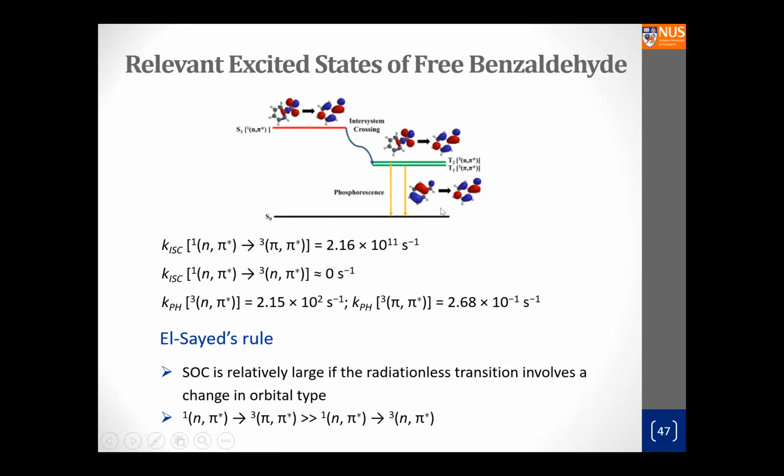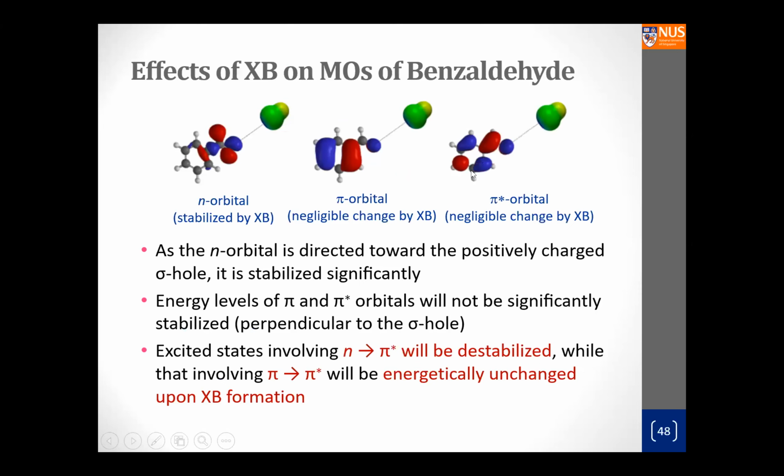Something just to remind us about the LCA rule. If you now spin up the coupling involving a different orbital, then this coupling term will be large, while the same one will be small. So they mean n to pi star in the singlet state to pi star, you expect it to be very large, but small when you go from n to pi star to n to pi star. Okay, most important is the next two slides.